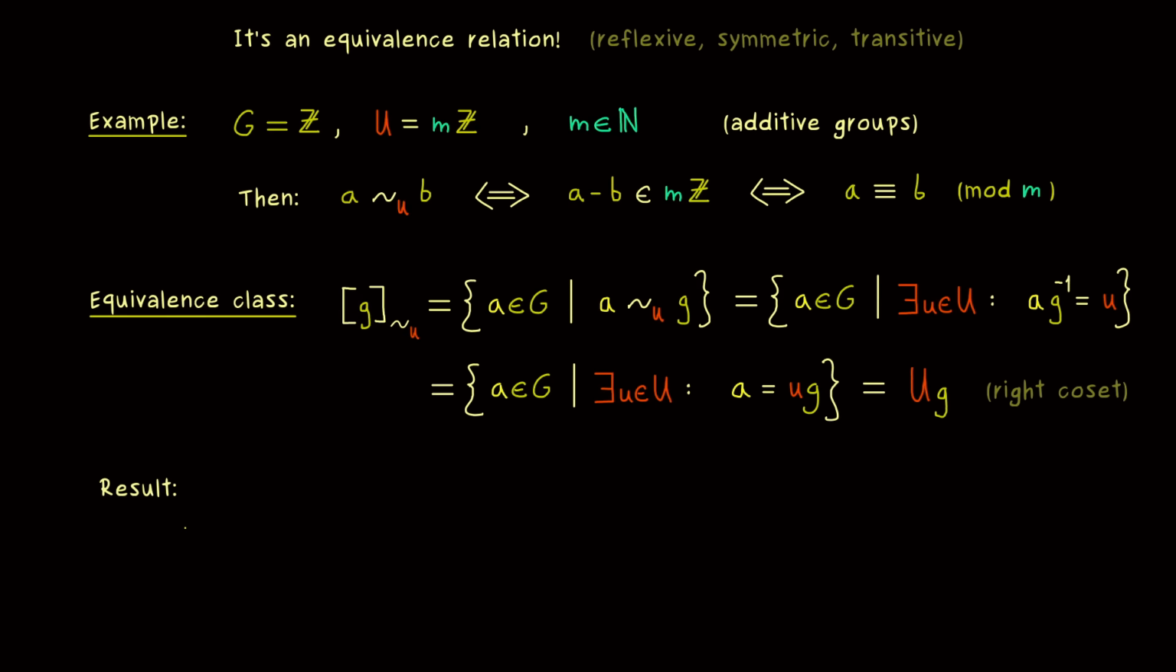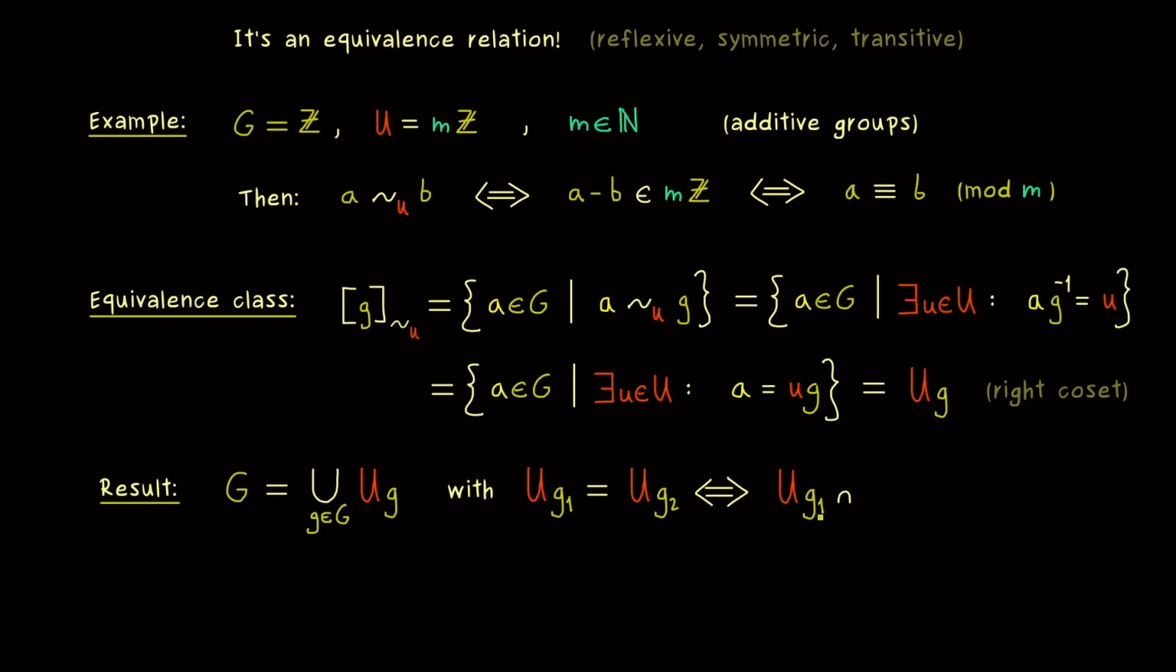And therefore, the general theory of equivalence relations immediately gives us the following result. Namely, G can be written as the disjoint union of the equivalence classes. So in our case, we can say we go through all the elements lowercase g and then form the union of the right cosets. However, here please be careful. If you use two different elements g1 and g2, you could still describe the same equivalence class with it. However, this is the only possibility where the two right cosets are not disjoint. Indeed, two different equivalence classes cannot have any element in common.